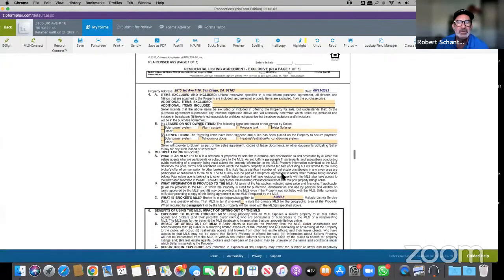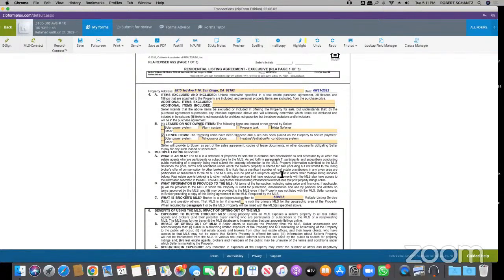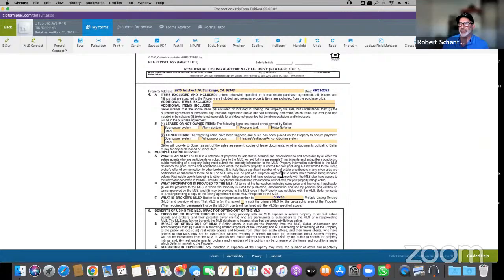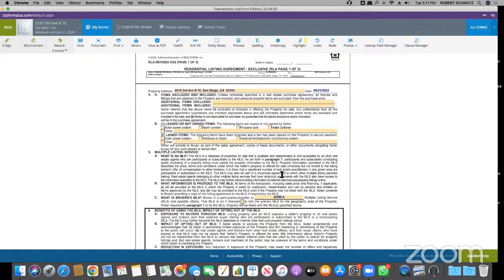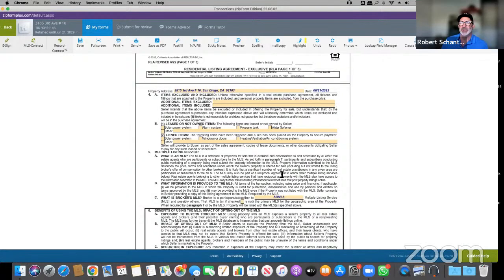All right, moving into section 4, items excluded and included. So in real estate, there's a definition of real property and personal property. Does anybody know the difference between the two? What is real property and what is personal property? One's attached and one isn't. Was that Francisco? Joseph. Ding, ding, ding. You got the prize. Good job, Joseph. So real property is attached. Personal property is not attached.